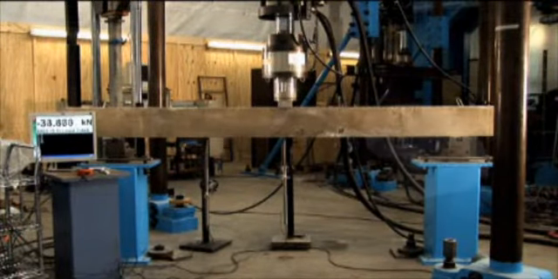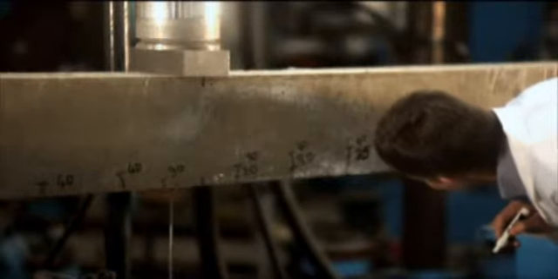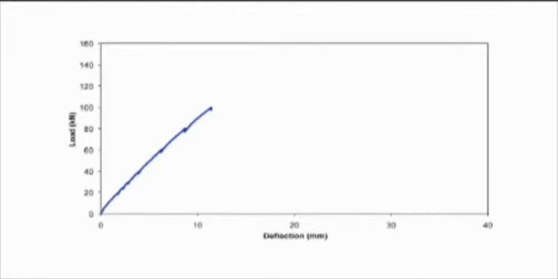As loading proceeds, cracks in the concrete are searched for and marked clearly on the beam. As can be seen from the load deflection graph, initial behaviour occurring under service loading is approximately elastic.